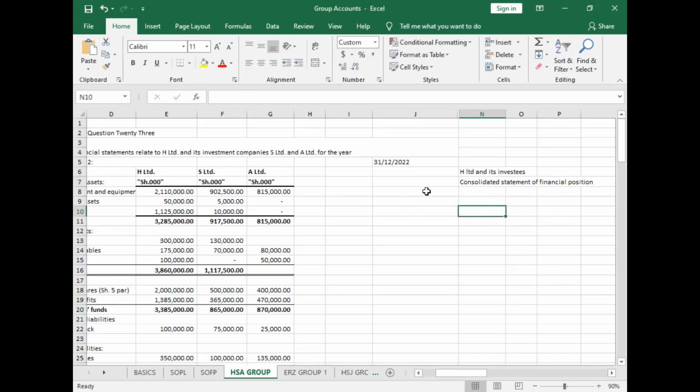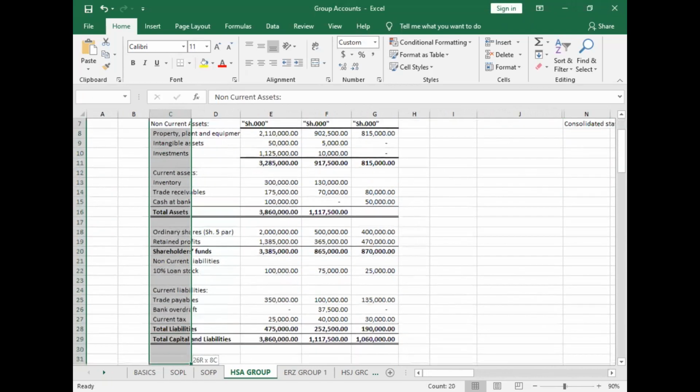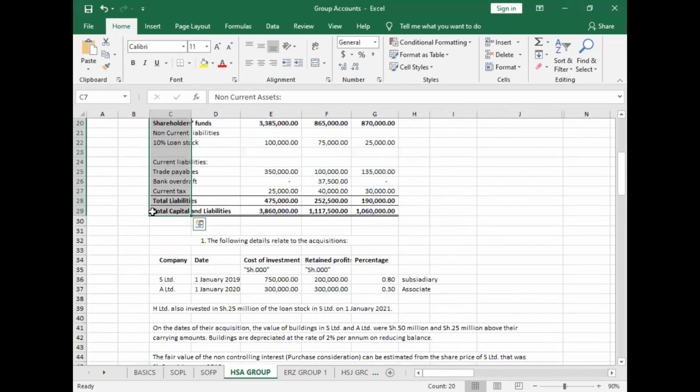So instead of going to repeat everything again, you just copy and paste. It saves a lot of time. So I'll copy there, Control C.